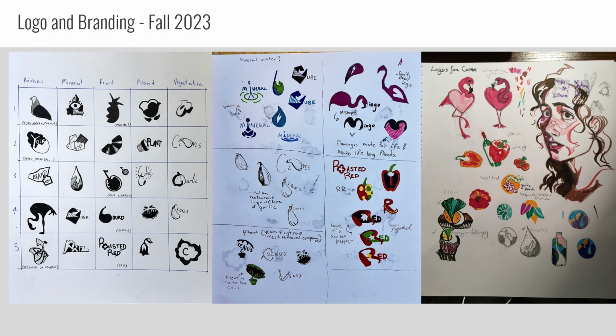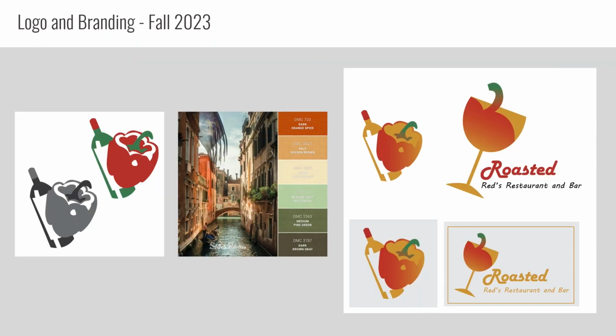Next we go on to the logo and branding project for visual communication design. These are sketches from different periods working towards the final logos for my project. I ended up choosing the bottle and pepper logo on the very right in the middle. You can see this logo carried onto a digital format.